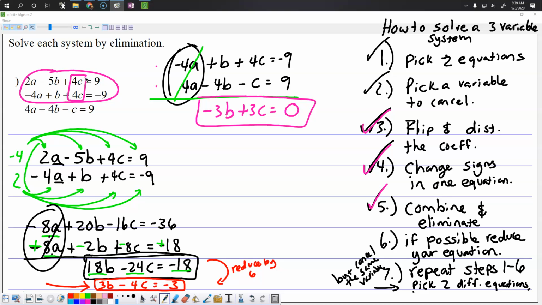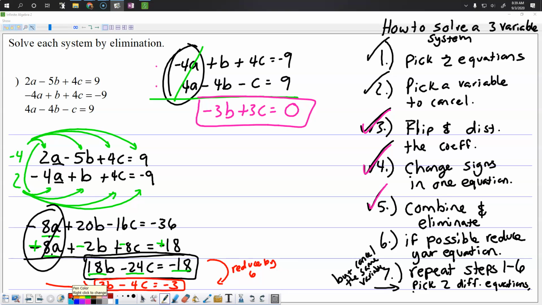So there's things you can do. The goal is to get those numbers to be the same but opposite signs. But if that's overwhelming to you, don't worry about it. Just follow the steps. You'll get there. Flip and distribute, change the signs, combine. You'll be good. But anyway, I have now gotten to the other half of my steps.